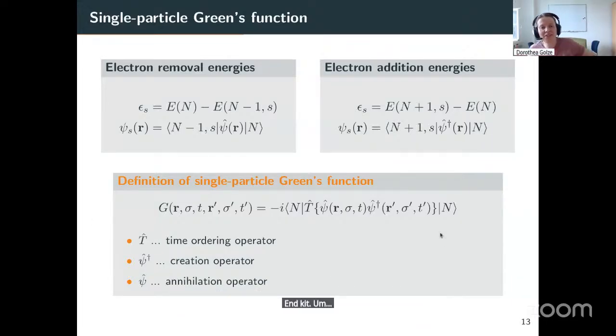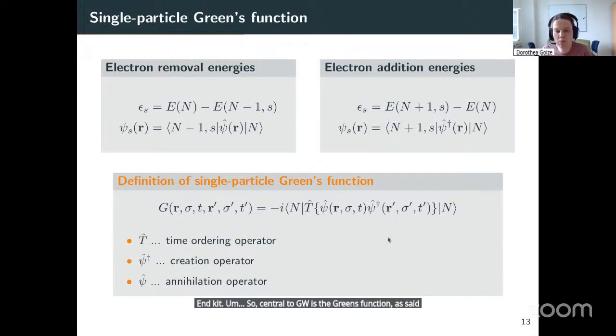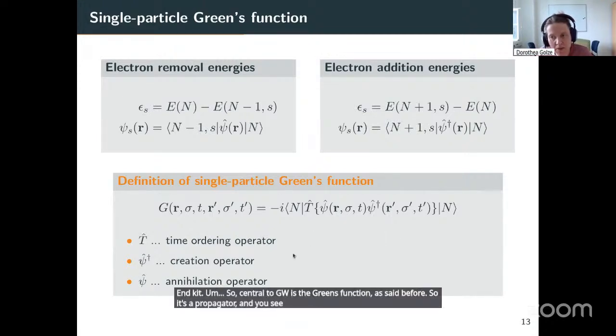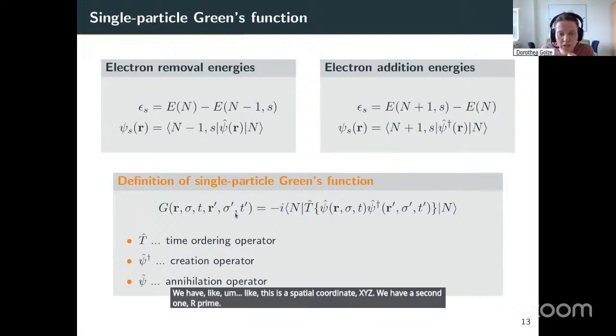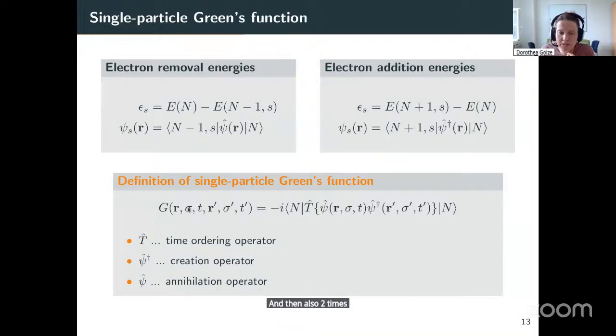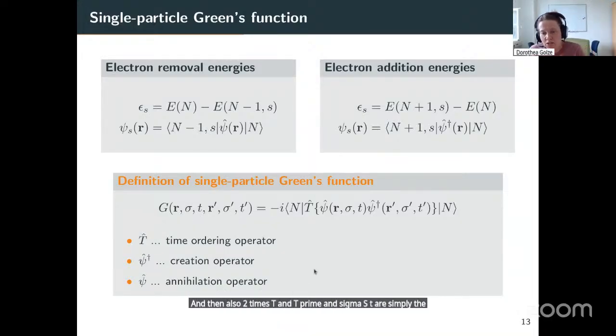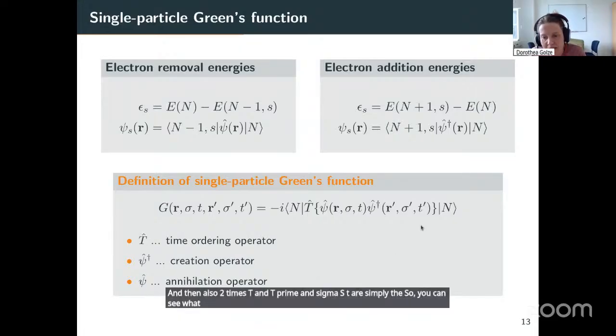So central to GW is the Green's function, as said before. It's a propagator, and if I write down this propagator in this form, you can actually see the process directly happening. Let me explain a bit. We have a spatial coordinate, x, y, z. We have a second one, r prime, and then also two times t and t prime, and sigma is simply the spin. So you can see what this propagator is basically doing.